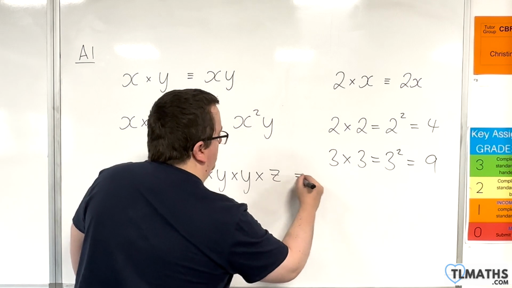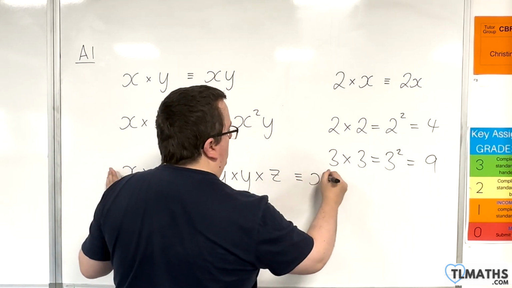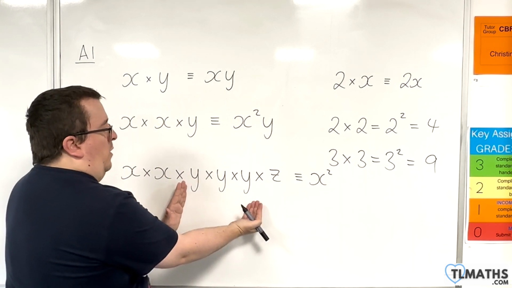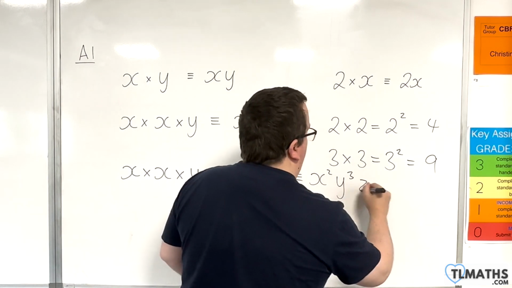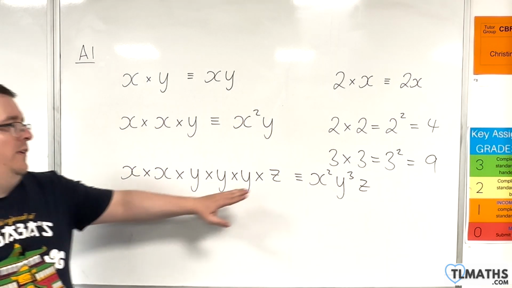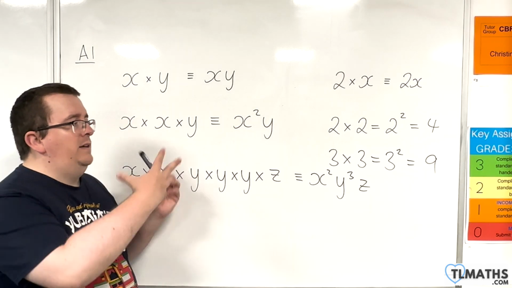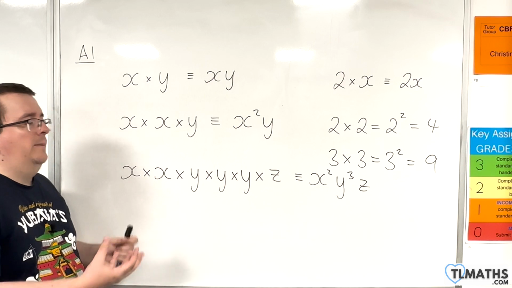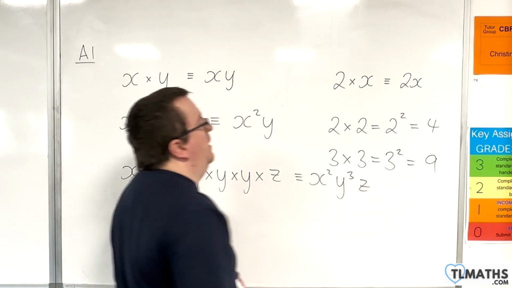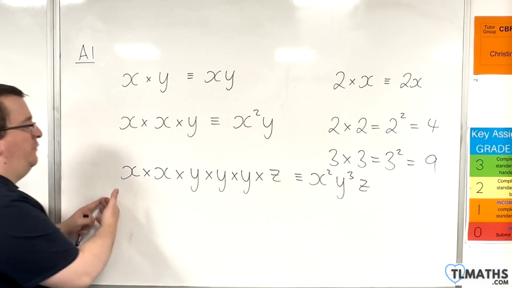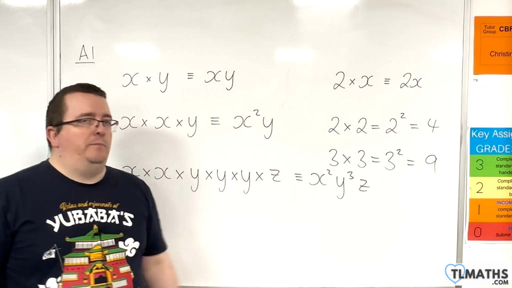So what would that be? Well, you've got the x times x, which is x squared. You've got y times y times y, which is y cubed. And then you've got a z on the end. So you would write that as x squared y cubed z. So you can see that actually when you're multiplying these terms together, it's really about bringing it into a nice, short, succinct form that contains all the information. So I don't have to write out something as laboriously long as that when I can write out something like that.